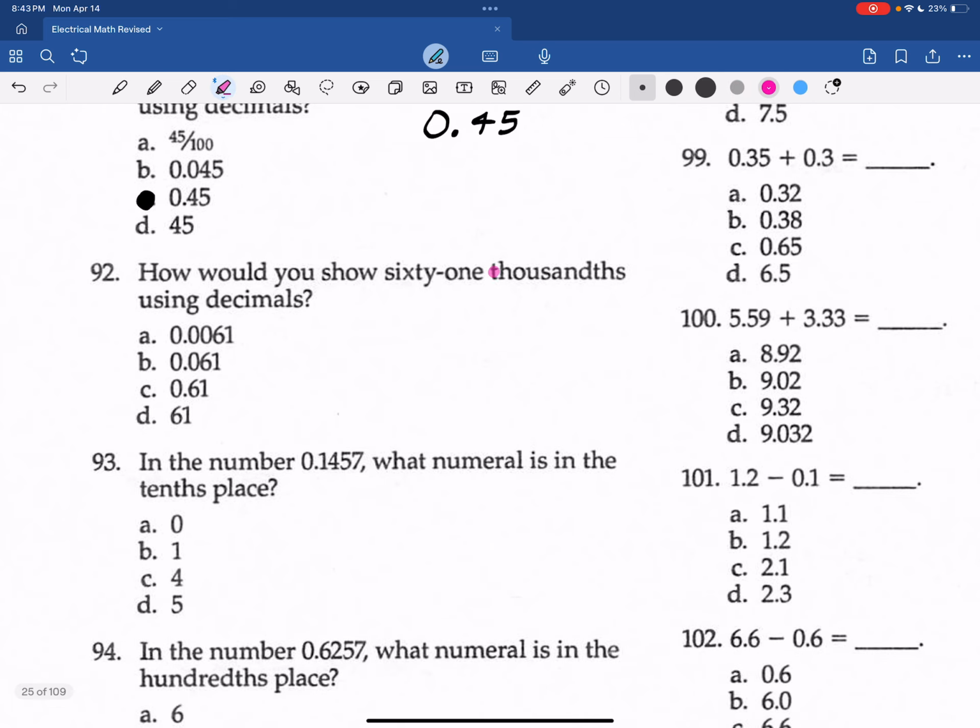How would you show 61 thousandths using decimals? That's 3 places. So my leader, my decimal, and I need 3 places. You got to drop that 61 out here and put a 0 in the tenths place.